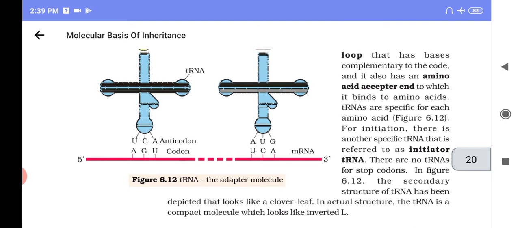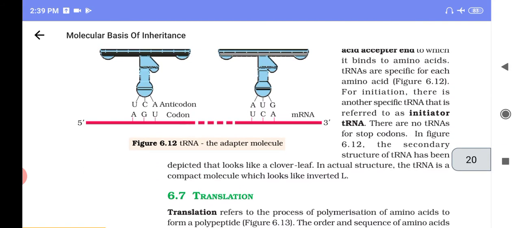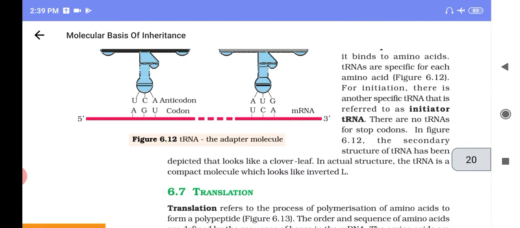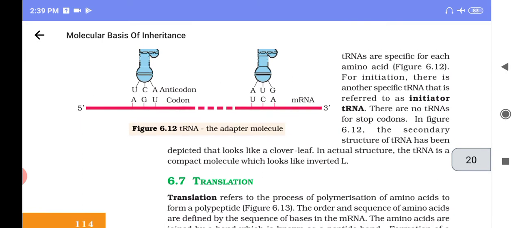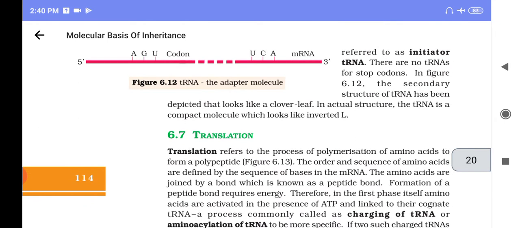For initiation, there is another specific tRNA that is referred to as the initiator tRNA. There are no tRNAs for stop codons. In the figure, the secondary structure of tRNA has been depicted, which looks like a clover leaf. In actual structure, the tRNA is a compact molecule which looks like an inverted L.